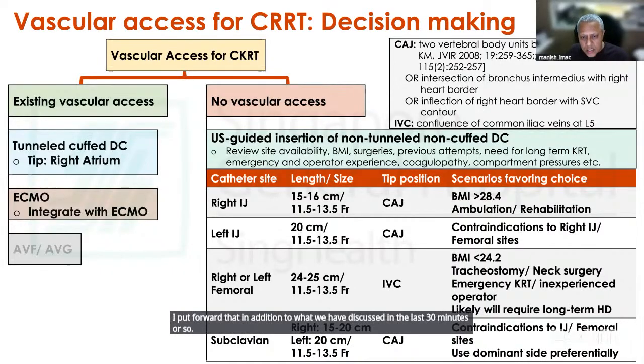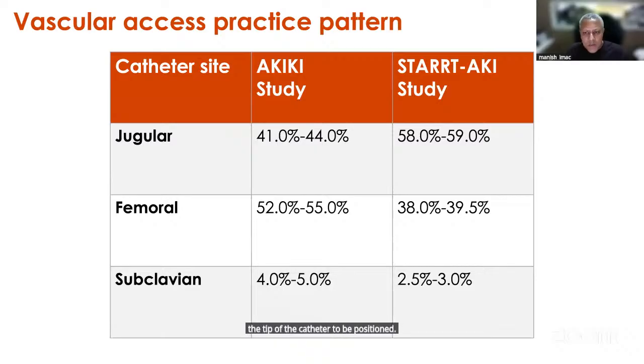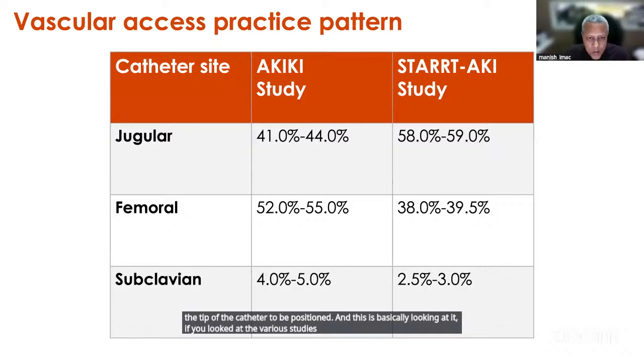So this is the algorithm that I would use for choosing the site of my catheter, and based on that, of course, then the length and the size of the catheter and where I want the tip of the catheter to be positioned. And this is basically looking at it. If you look at the various studies, most people use a jugular or a femoral vein catheter in these studies.